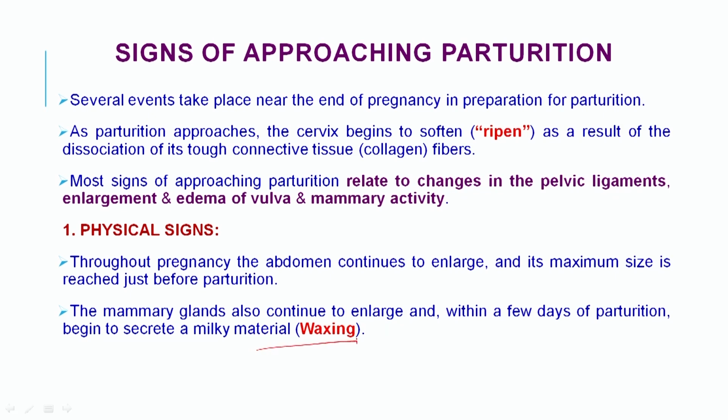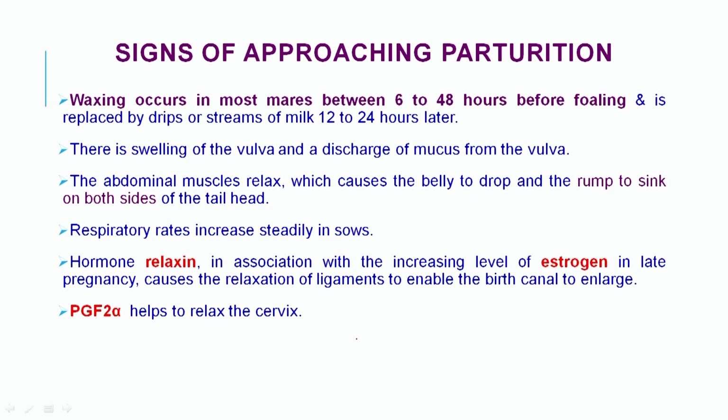Within a few days of parturition the mammary gland begins to secrete a material called waxing. Waxing is most common in the horse, and it is observed 6 to 48 hours before foaling, and it is replaced by a drip or stream of milk 12 to 24 hours later. There is swelling of the vulva and discharge of mucus, the abdominal muscles relax, the belly drops down, the rump sinks on both sides, and in the sow the respiratory rate increases steadily.